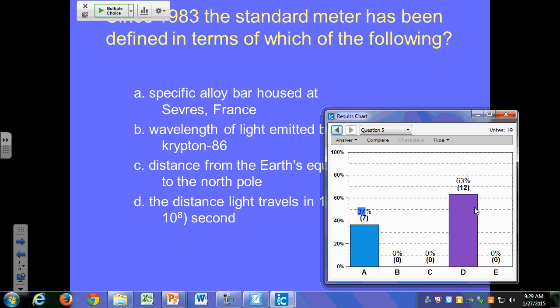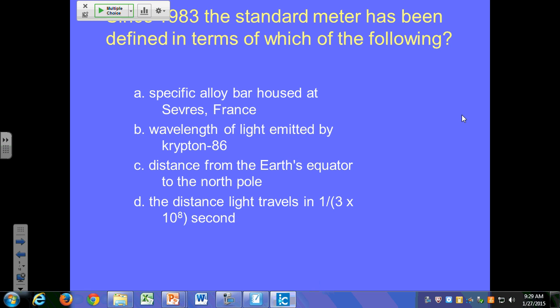D is very good, that's right. It used to be a bar in France, but the bar in France is not a very good standard because we have two attributes of a standard. What are they? Accessible and unchanging. They also have to be accurate as well, but accessible and unchanging. And the bar in France was neither accessible nor unchanging. Just like how the kilogram is a certain cylinder in France, it's not accessible and it's also changing with time. The bar in France was not a very good standard for a similar reason.